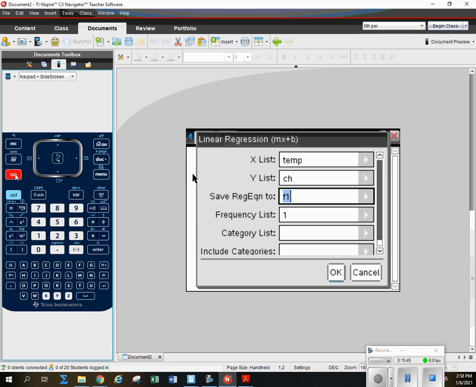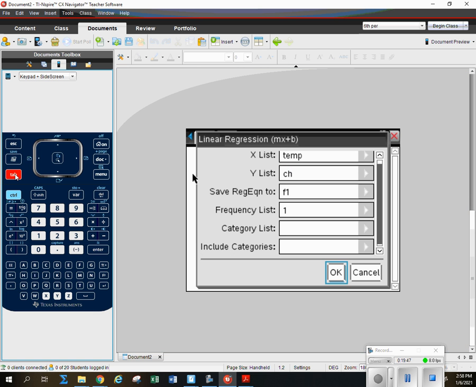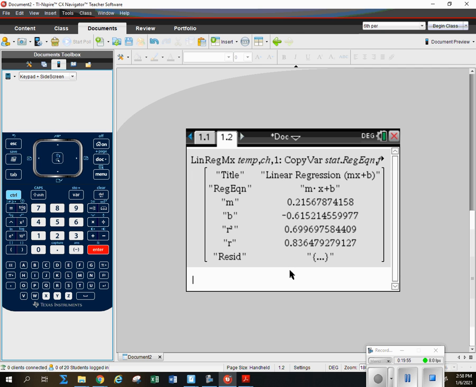Then you click your tab button, however many times it takes to get down to OK, and then you want to OK that, so you can hit enter for that OK, and now it has a whole bunch of things that show up. So we need to think about what these are. First one just says it did a linear regression with mx plus b, so your regression equation is going to be y equals mx plus b, but then it tells you on that third line, m is really 0.21567874158, and then the calculator actually remembers even more places after that. And it tells you what b is.